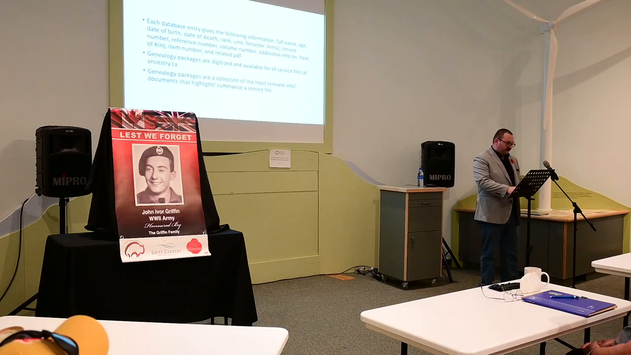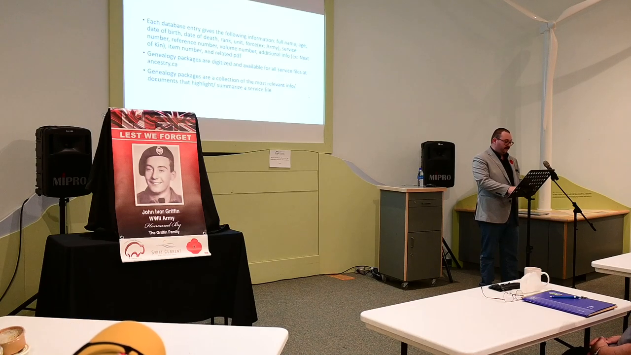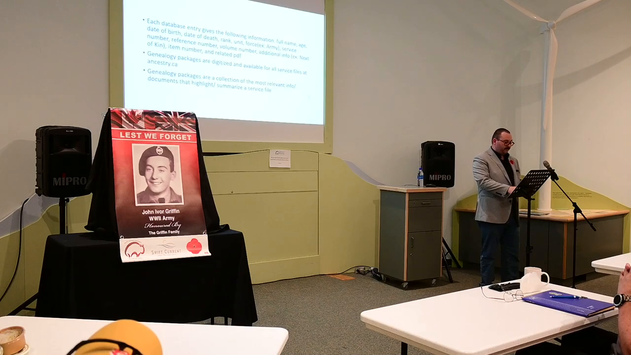Each database entry gives the following information: their full name, the age, date of birth, date of death, their rank, unit, what force, so like if they were in the Army, Navy, whatever it may be, their service number, a reference number, a volume number, and additional info. The additional info is usually just their next of kin, usually their parents, their spouse. It also gives an item number and the related PDF.